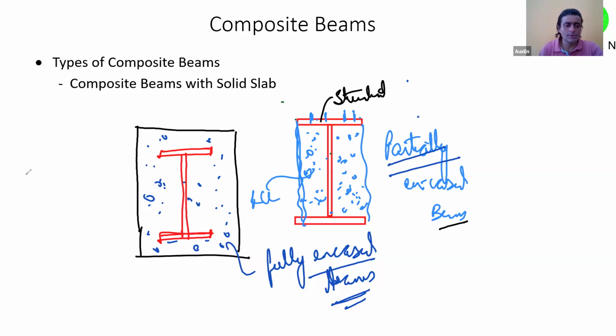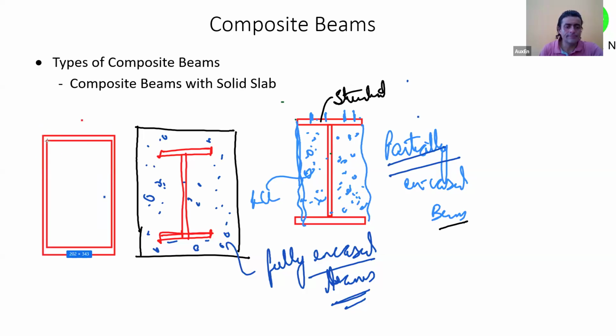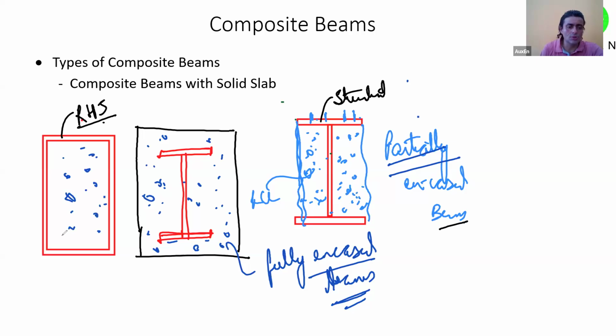Then if I were to use a hollow section, now see what I have done. I have changed the steel shape and it is a hollow section. So this forms the outer covering. This is, let's say, a rectangular hollow section, so I'm calling it RHS, rectangular hollow section. Now inside it, I fill it with concrete. And this cross section was to act as a beam. So what I will call this is a filled composite beam. Is that clear?